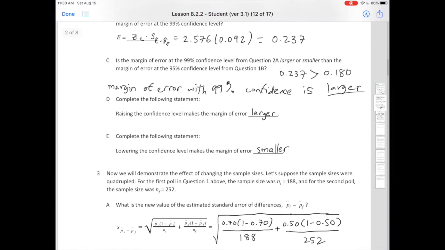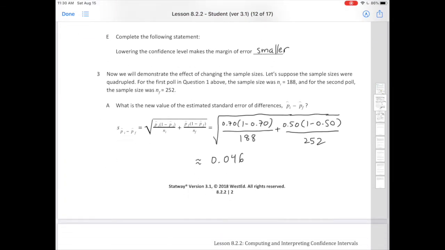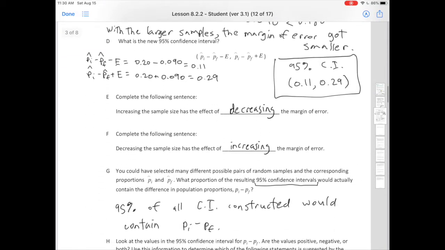Okay, so let's think about this, right? If we look at the confidence interval, we get from 0.11 to 0.29. Notice that this is positive the entire time.